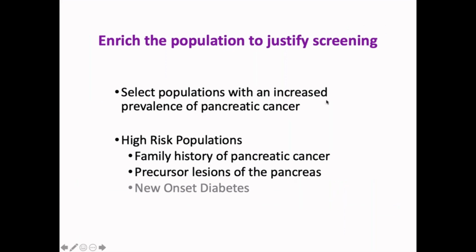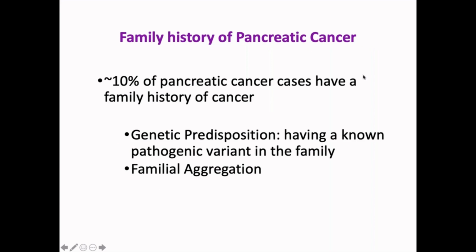So we select populations with increased prevalence of pancreatic cancer, and these are our high-risk individuals who have a family history of pancreatic cancer or germline mutations associated with pancreatic cancer, and precursor lesions related to the pancreas. Another population that is currently under study are those with new onset diabetes, which is not something we're going to talk about in this webinar today.